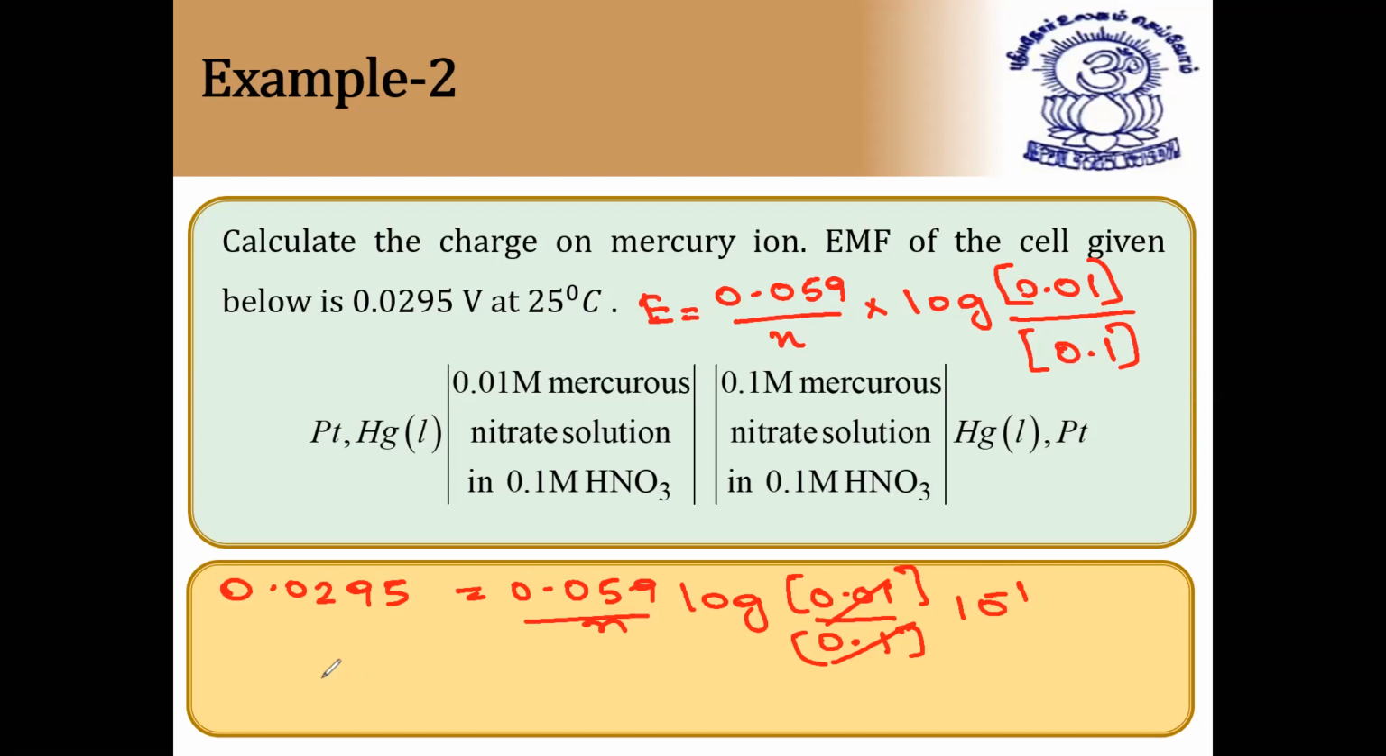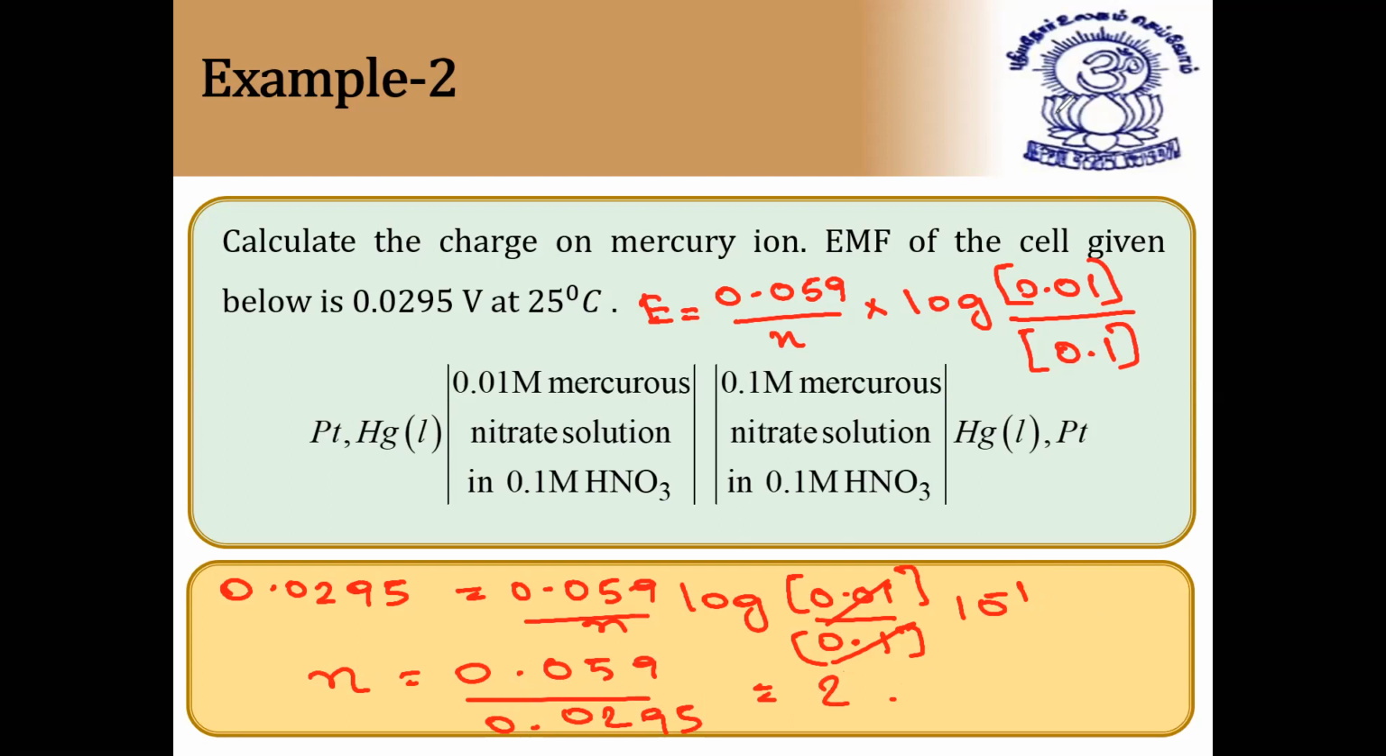And log of 10 to the power of minus 1 is equal to minus 1. So N is equal to 0.059 by 0.0295. Simply it is 2. So answer is 2. The charge is 2. I hope this is clear.